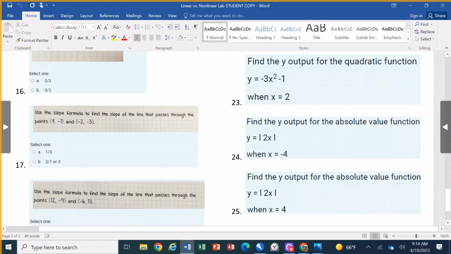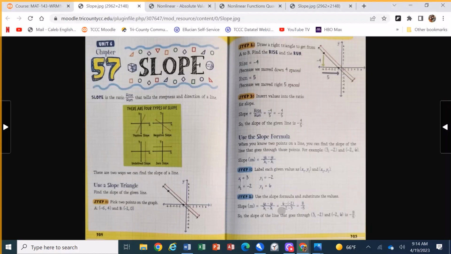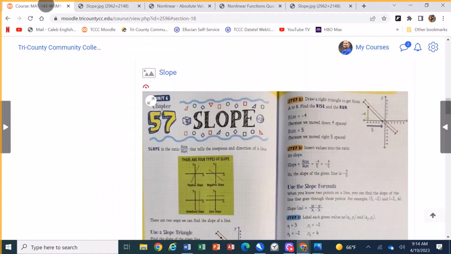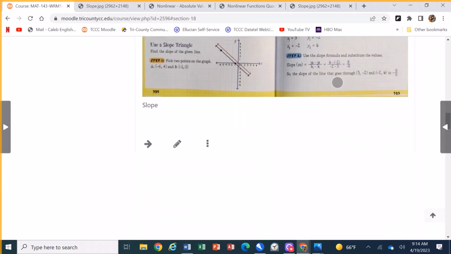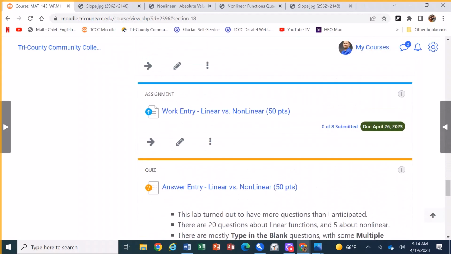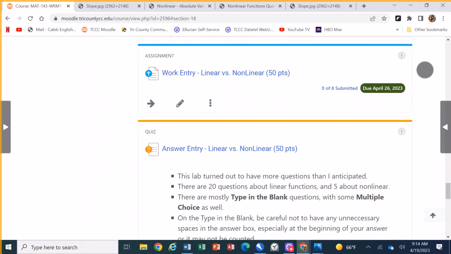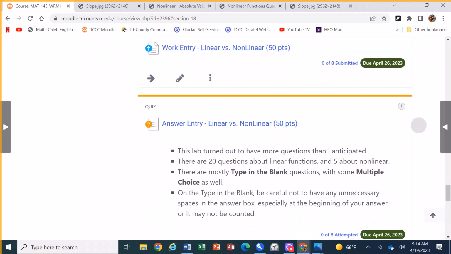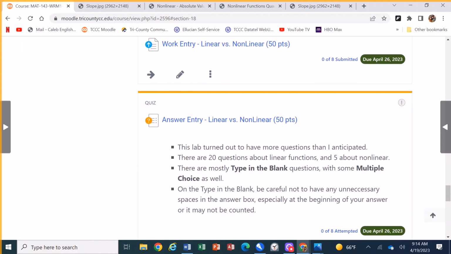This is due, when is this due? Whoa. All right, this is due April 26th. There is a work entry and there is an answer entry. As you've seen from the function tables, there is work to do. It's not a lot, no, but there is work to do for these.